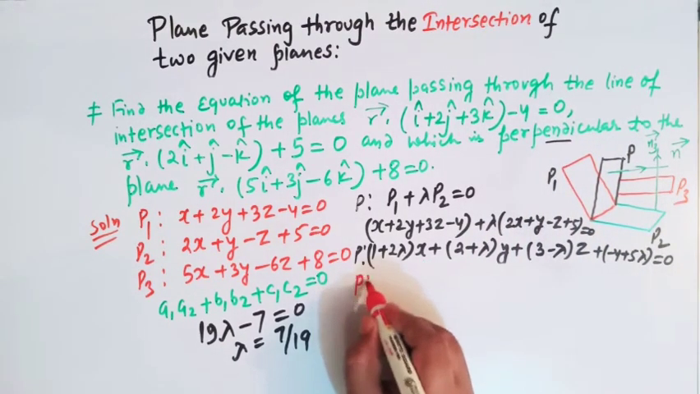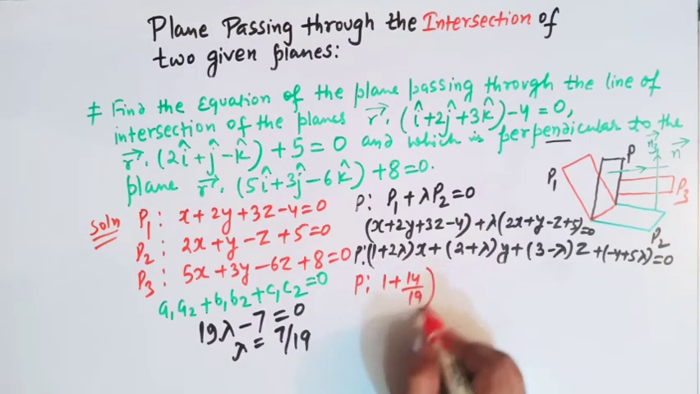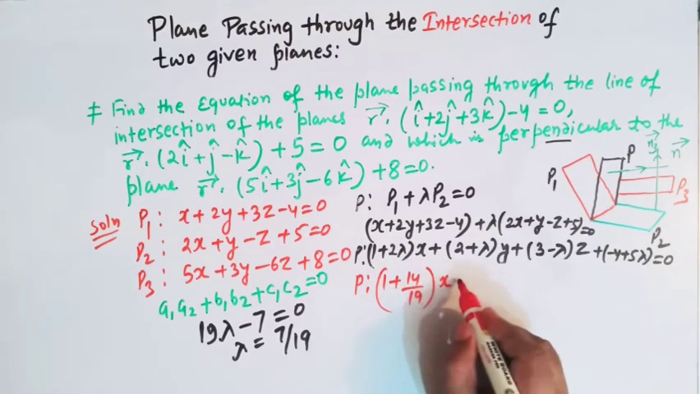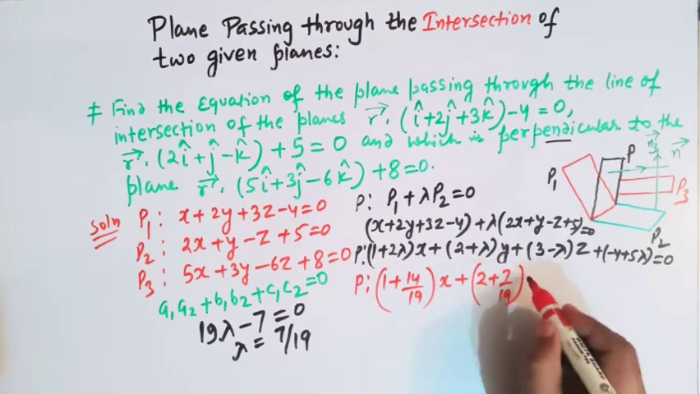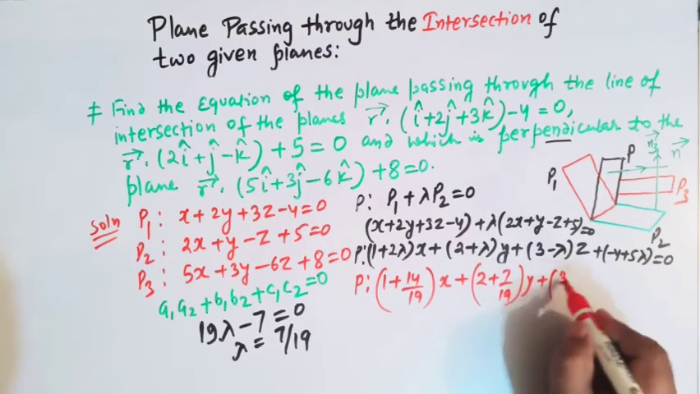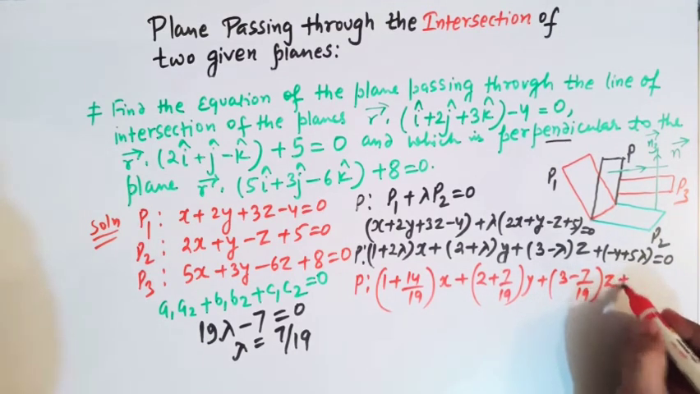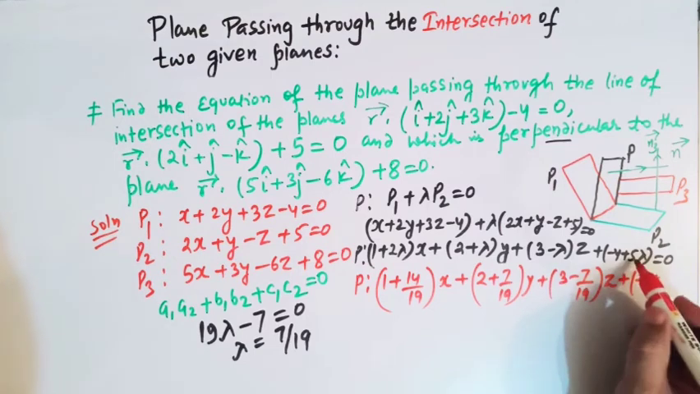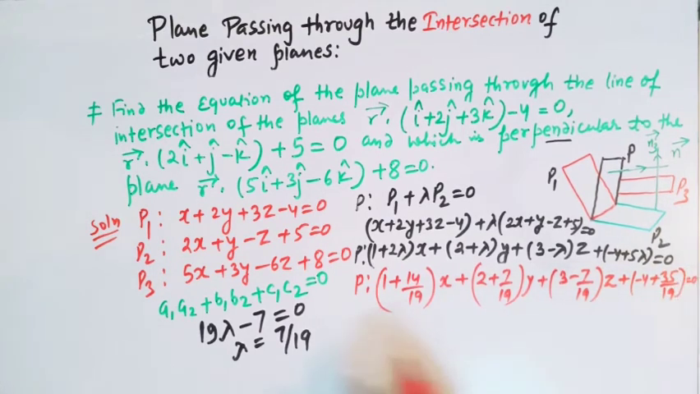Now the equation of plane P becomes (1 plus 2 sevens are 14 by 19) x here, plus (2 plus 7 by 19) y, and then we have (3 minus 7 by 19) z, and then we have minus 4 plus, here we have lambda 7 by 19, so it is 35 by 19, right, equal to 0. Now here we have substituted this value of lambda and we have obtained this expression.